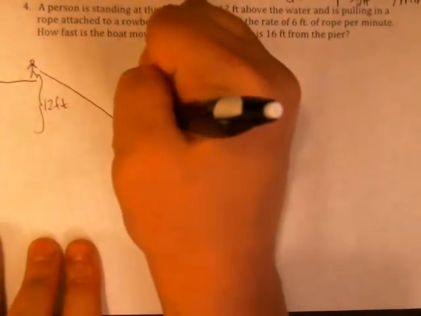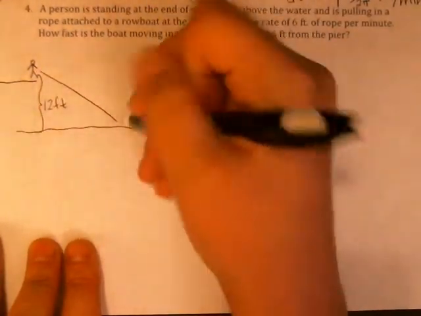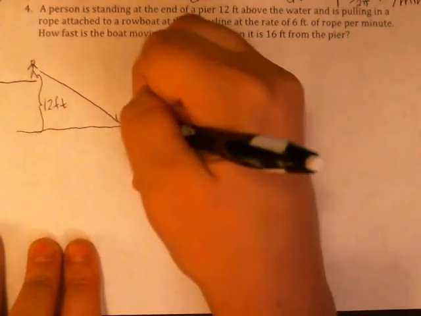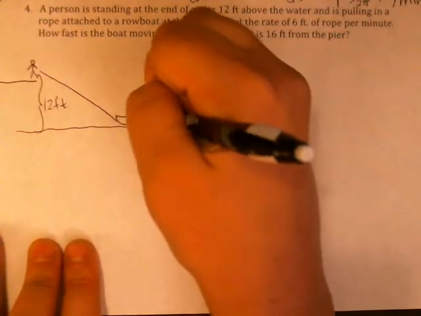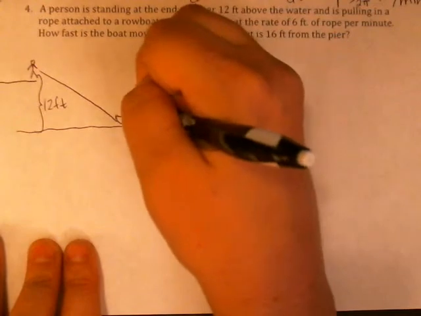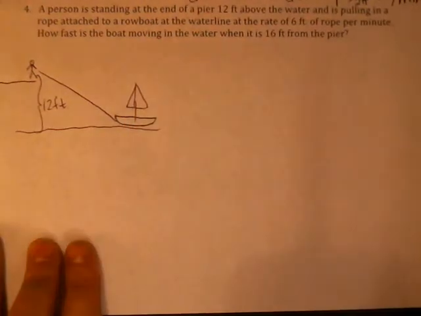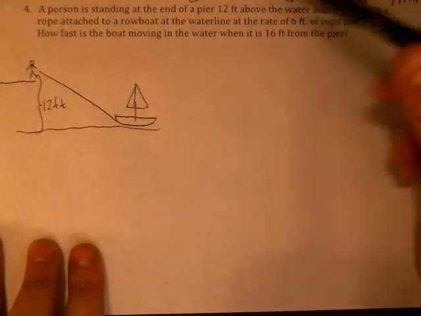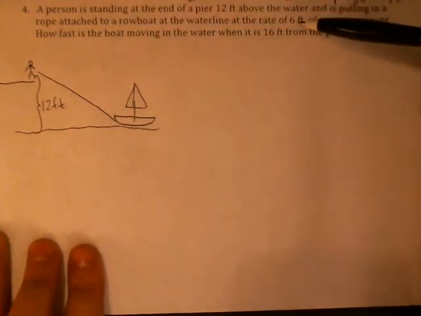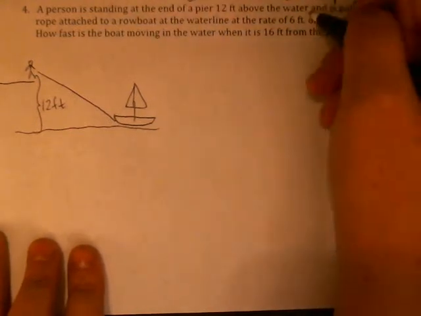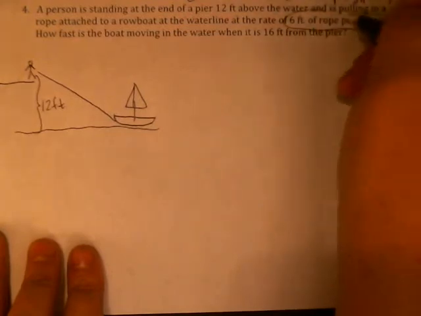So I'm going to draw this. Here's water level, and here's the boat. Yay, so pretty. Okay, so let's see here. 12 feet, pulling in the rope. Okay, so we're pulling in the rope at a rate of 6 feet per minute.